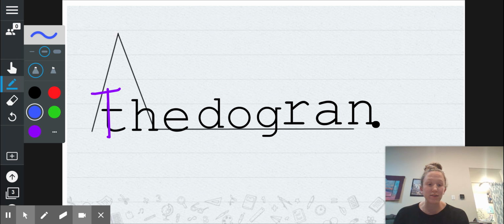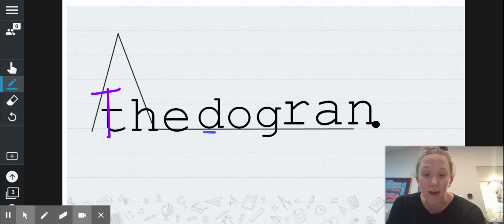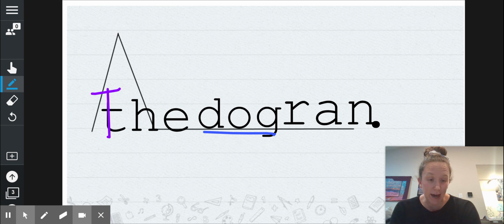So remember, the subject is what your sentence is about. My sentence isn't about ran. My sentence isn't about the word the. My sentence is about the word dog. And we know that we have 3 different categories that we can categorize a subject.